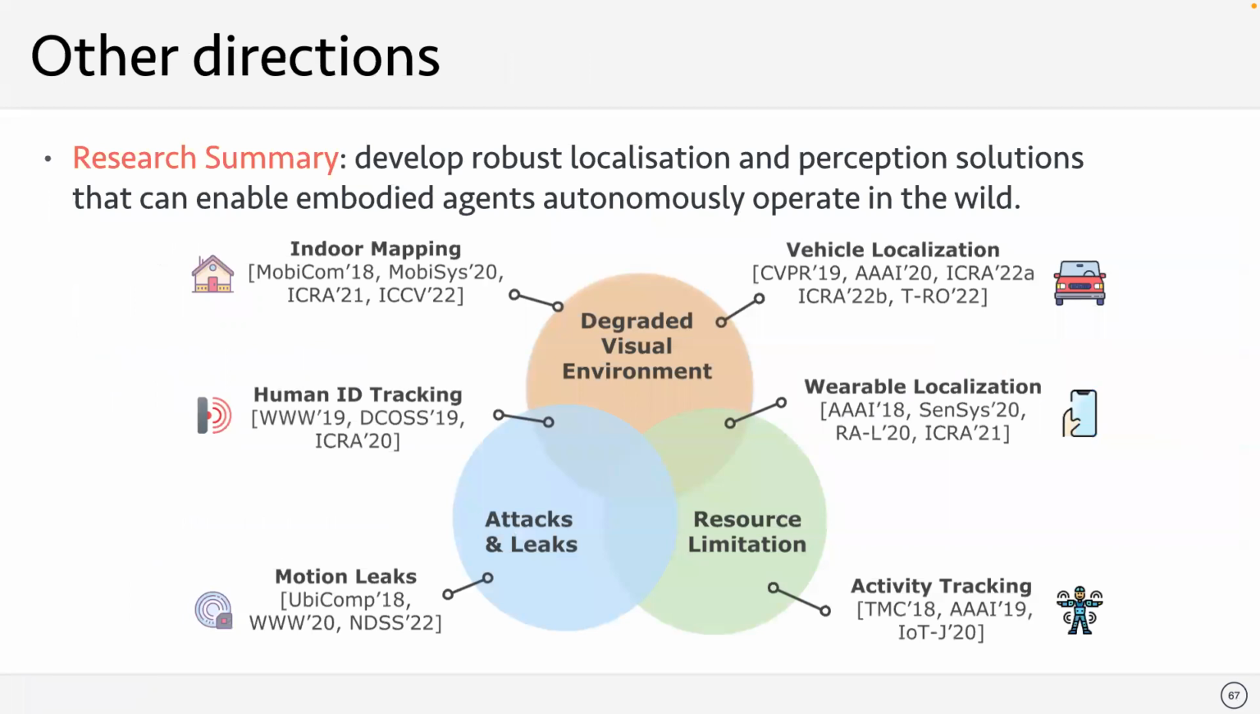Okay, that's pretty much it. As a concluding remark, today I just showed my work in degraded visual environments. But there are also a lot of other adverse factors considered in my research, such as malicious attacks and how they undermine robust spatial perception, or resource limitations, for instance on resource-constrained embedded devices. Overall, my research is trying to develop robust spatial perception systems by leveraging cutting-edge AI, IoT, and robotics technologies.